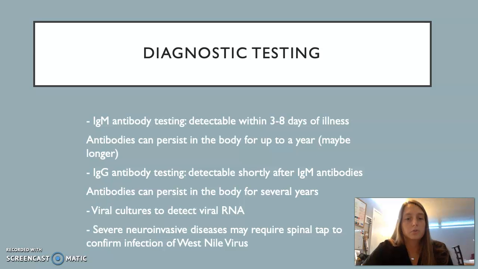Then there are viral cultures to detect viral RNA. I wasn't able to find much on how they actually get the viral cultures, but that's another way they can detect the West Nile virus in your system. And for the severe neuroinvasive diseases, they will require a spinal tap or more blood work to confirm the infection of West Nile virus. So, yeah, that sounds painful.